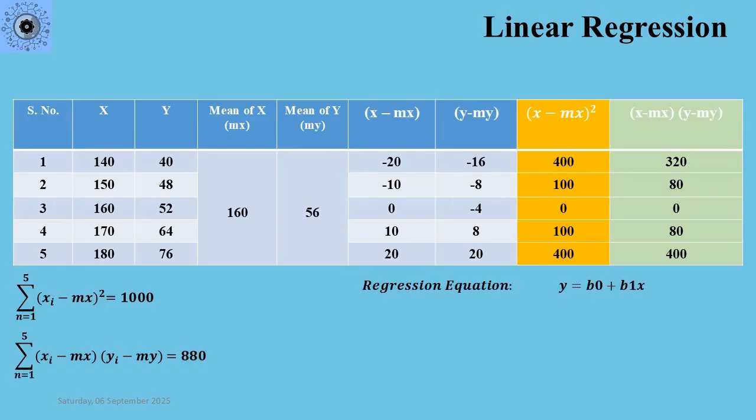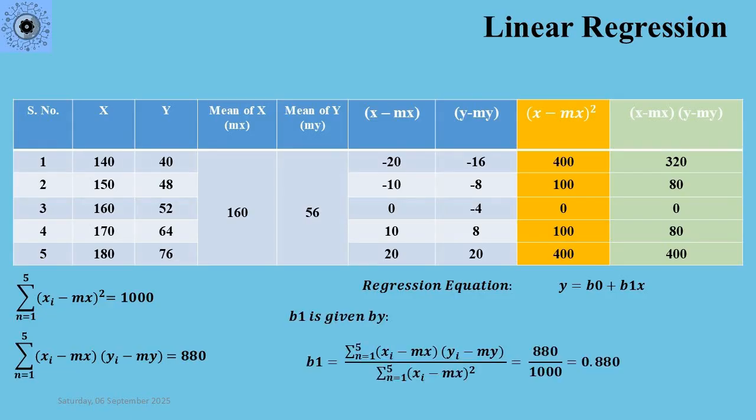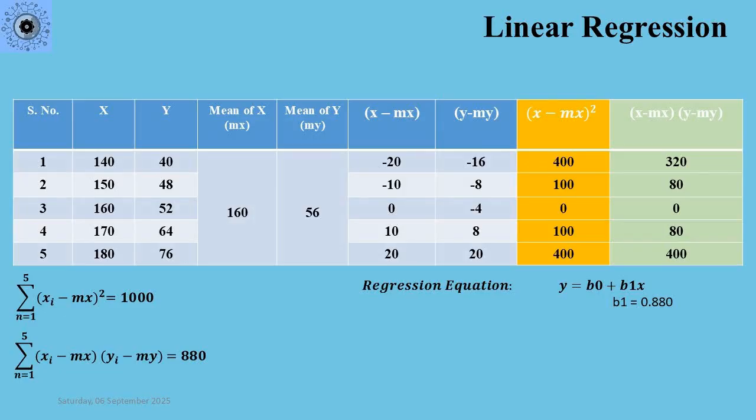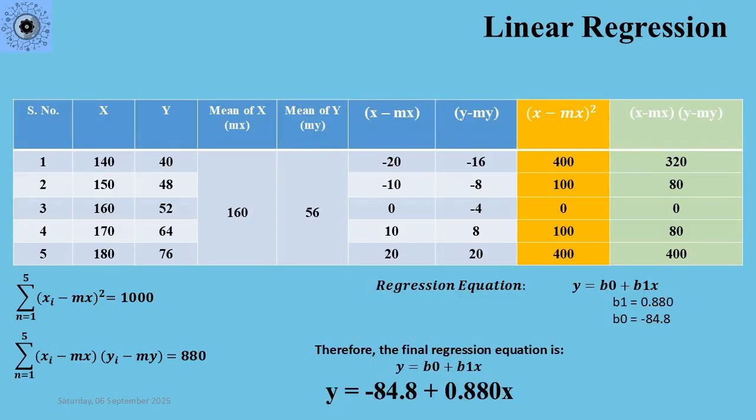Now, take the general regression equation as y equals b0 plus b1x. b1 is calculated by taking the ratio of the sum of products to the sum of squares as shown here. Hence, till now, b1 is computed. Now, calculate b0. b0 is given by mean y minus b1 times mean x, and here is the b0 value. Hence, b0 and b1 are both computed, and here is the desired linear regression equation. It can be stated that y is regressed over x using the given linear regression equation.